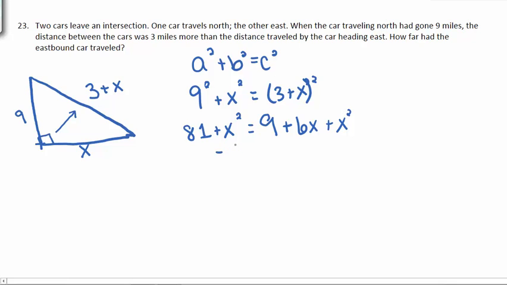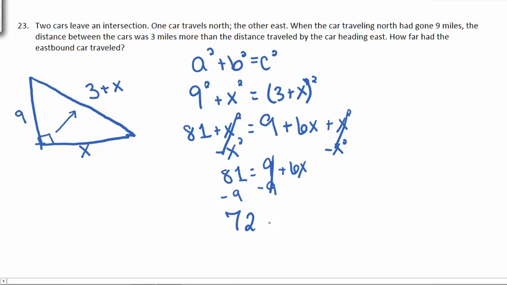Let's subtract x squared from both sides to get them together, and you'll notice that both of them cancel. I'm left with 81 is equal to 9 plus 6x. We can then subtract 9 from both sides, and I have 72 is equal to 6x. Dividing both sides by 6 leaves me that the eastbound car had traveled 12 miles.